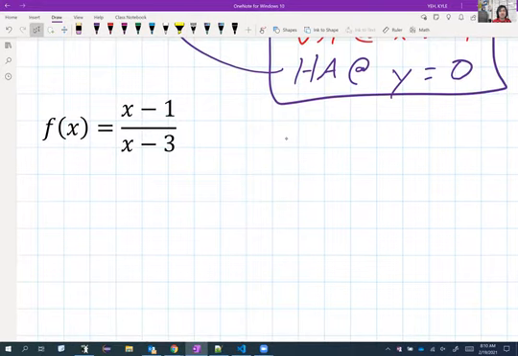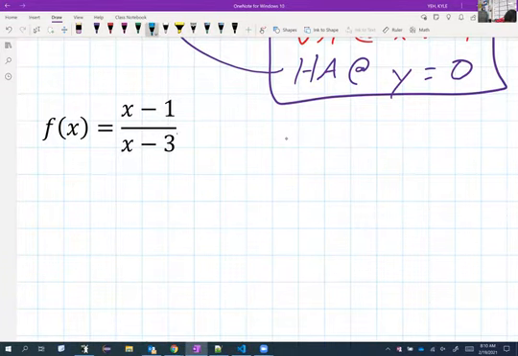F of x equals x minus 1 over x minus 3. Is there anything to cancel out? And don't fall for the trap of saying, oh, x over x. Remember that minus, the minus 1 and the minus 3, link those together. That is one factor, x minus 3. So we can't cancel it except with another x minus 3. So there's nothing to cancel. So there are no holes in this graph, really.